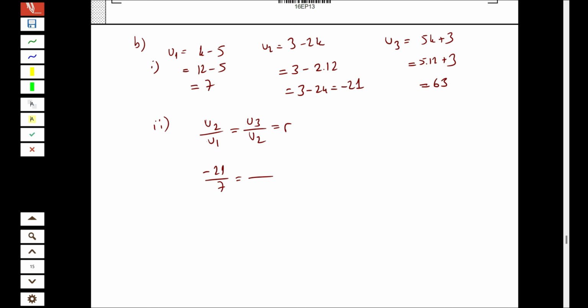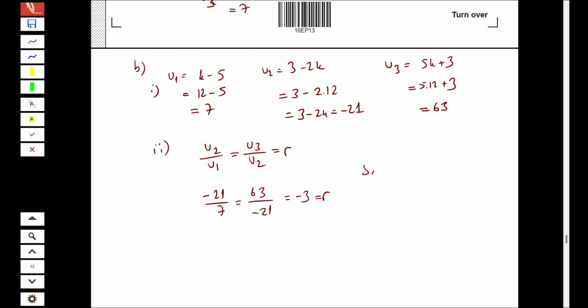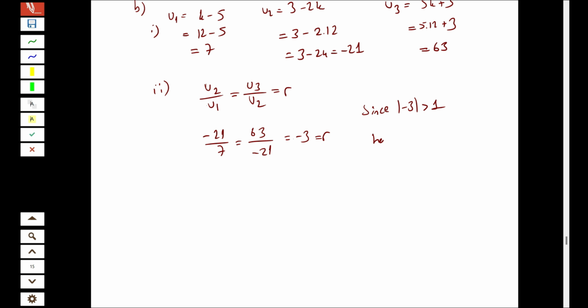Likewise, U3 is 63, and U2 is minus 21. From here, you can see that this ratio will equal minus 3. It is the ratio of this geometric sequence. Since the absolute value of minus 3, which is the ratio, is greater than 1, we can say that the geometric sequence is not convergent.